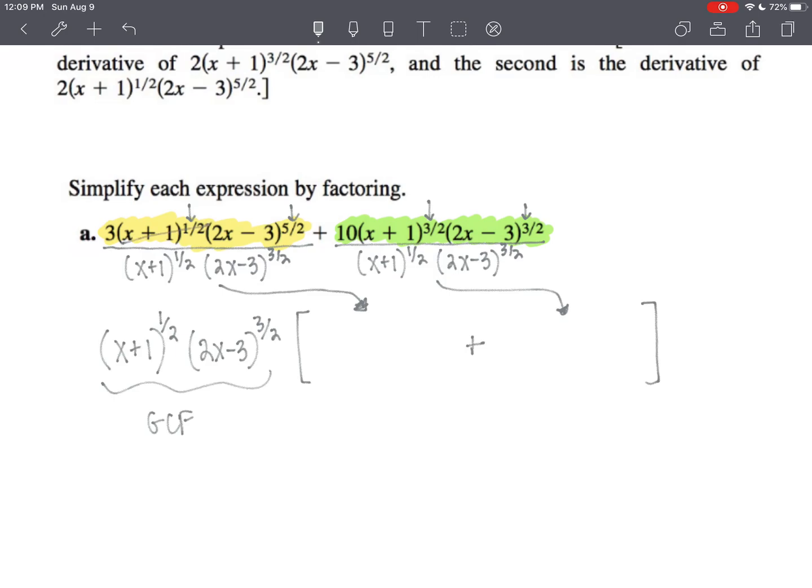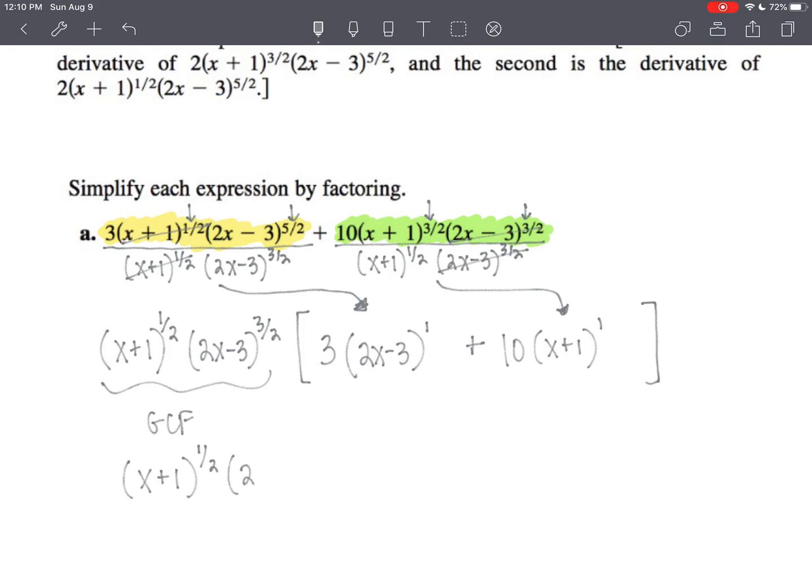So we've got x plus 1 to the 1/2 cancels out, so I'm going to be left with 3, and then 5/2 minus 3/2 is 2/2. So I'll have 3 times the quantity 2x minus 3, and 2/2 is the first power, plus the 10. And then here I have the 2x minus 3 canceling out with the 2x minus 3 in the denominator. However, I've got that x plus 1, and then 3/2 minus 1/2 is 2/2 again, which is the first power. And we can further simplify that.